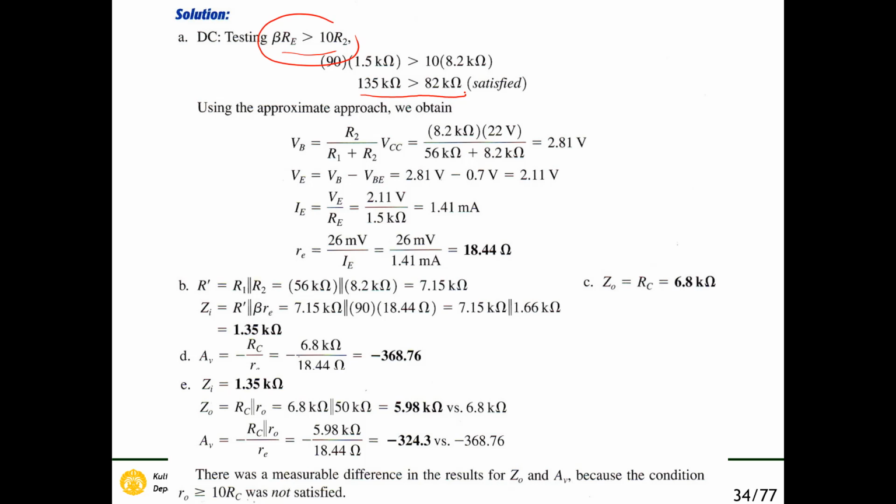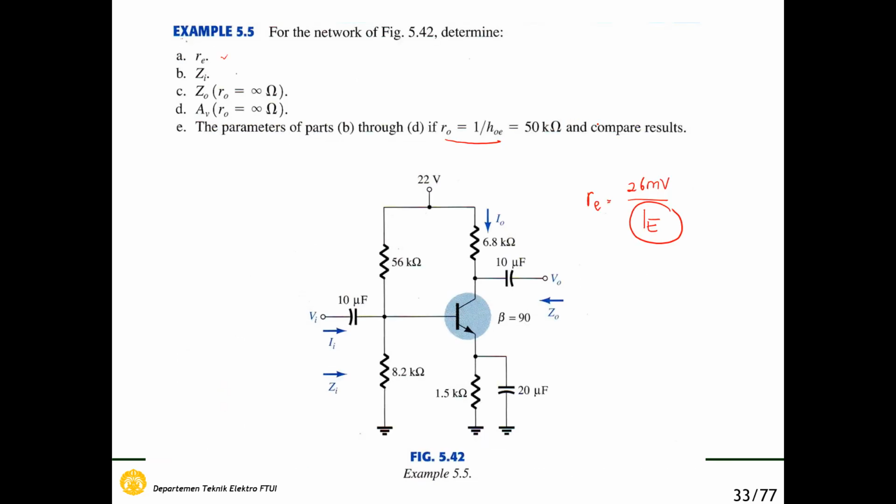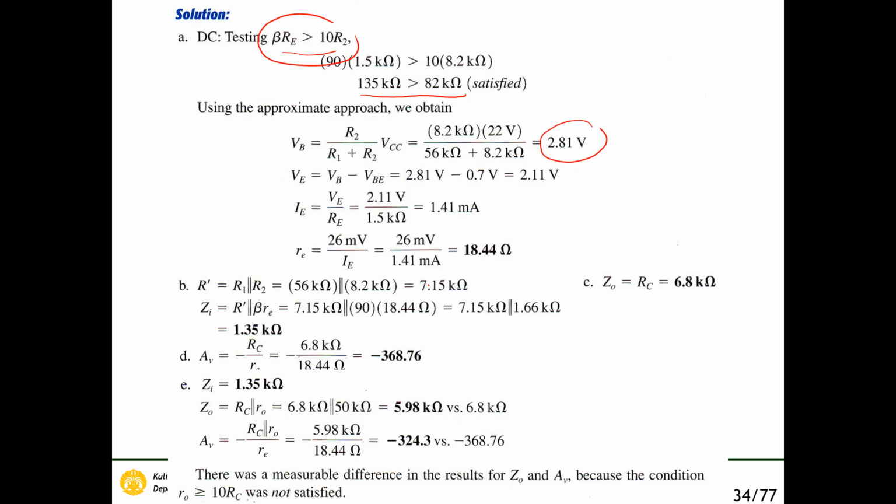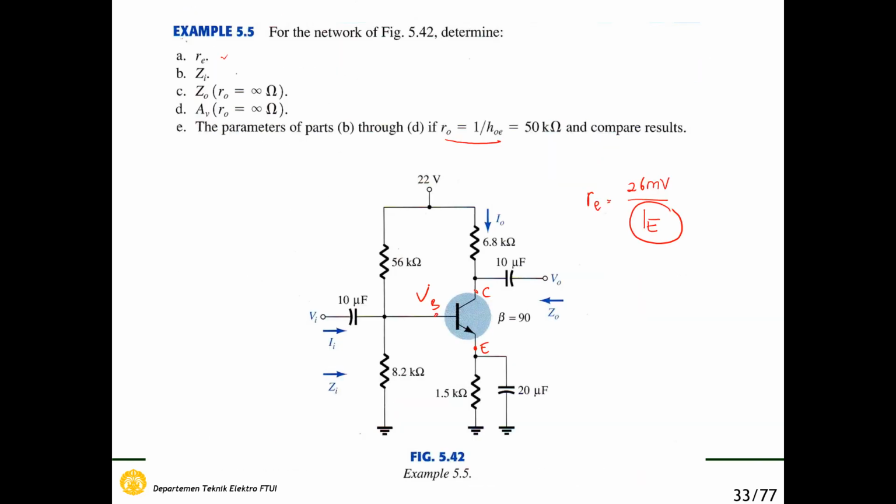In the approximate approach, we determine VB. VB is R2 per R1 plus R2 times VCC. We get that VB is 2.81 volt. This one is the emitter, this is the base, and this is the collector. So VB is 2.81. And then how do we determine VE? VE is VB minus VBE, because VBE is VB minus VE. Okay, so VBE is here. This one is VBE.